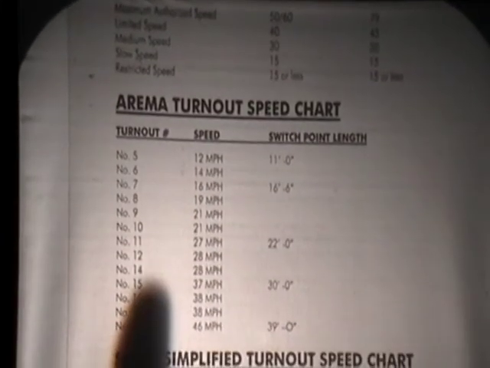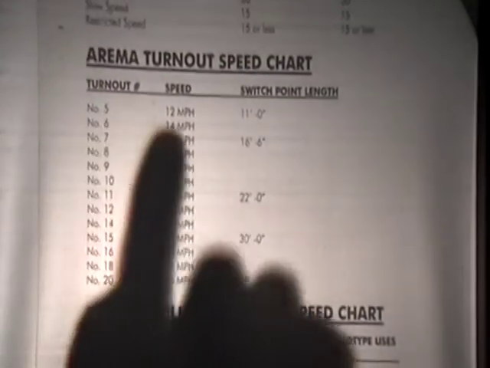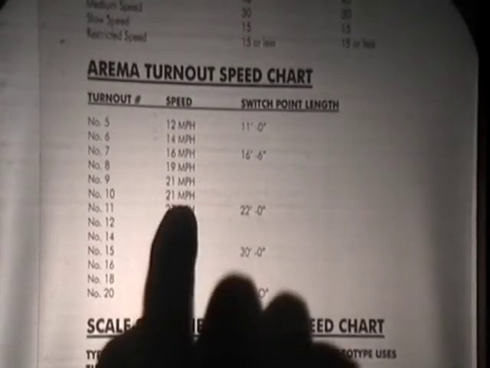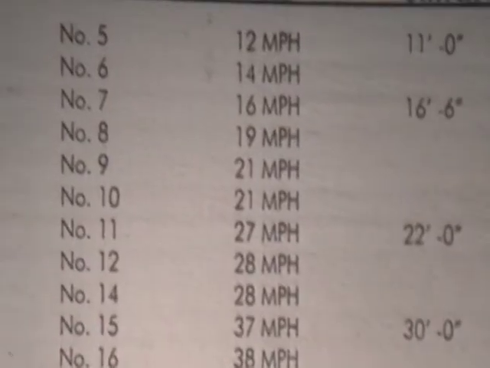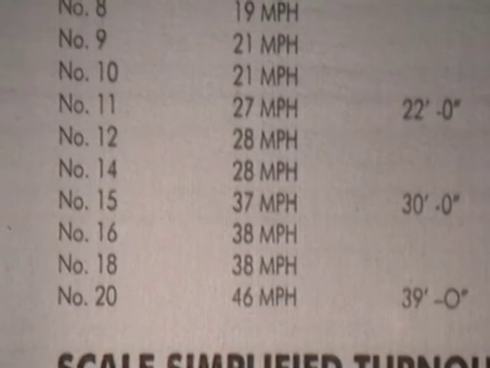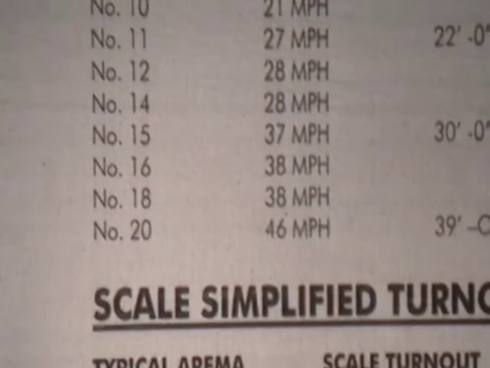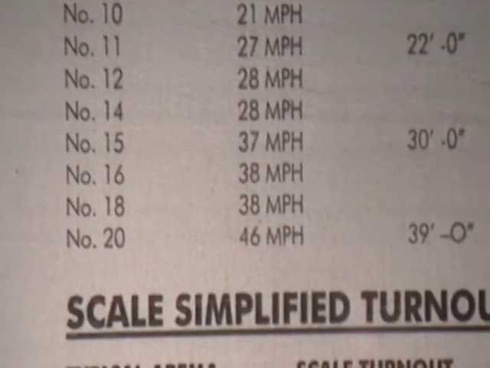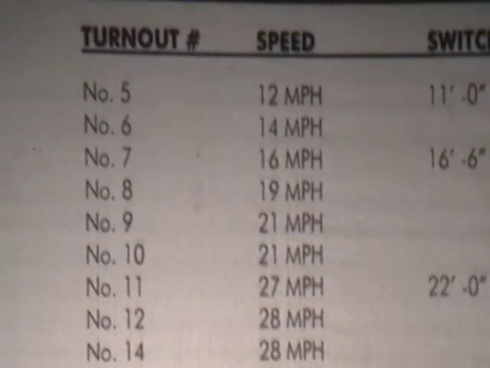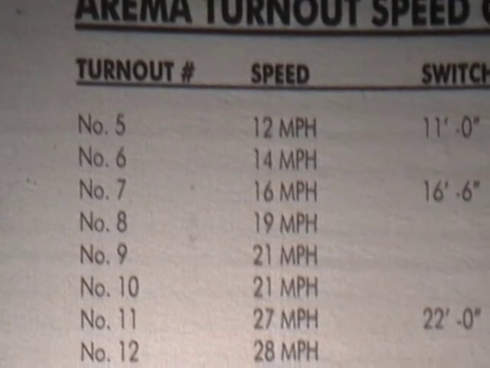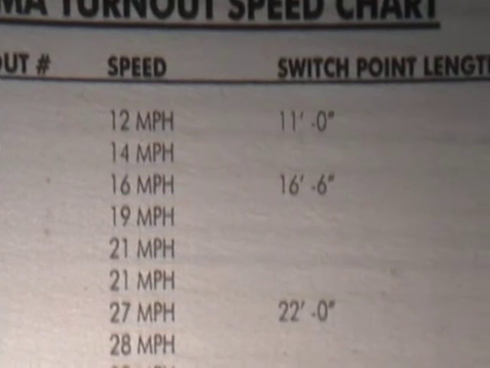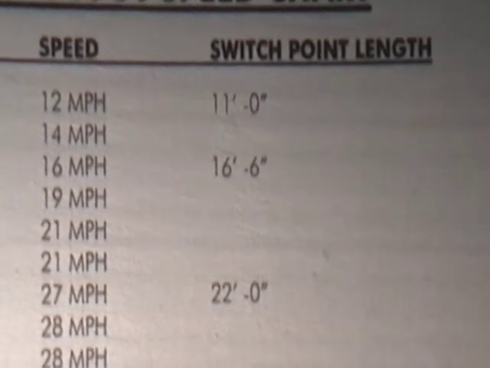Now these are AREMA standards. In a number 5 switch, the train can go through at 12 miles an hour. In a number 10 switch, it can travel through at 21 miles an hour. You get up to a number 16 switch, it can travel through at 38 miles an hour. So as the switch becomes bigger and bigger, the train can pass through that switch at a faster speed. Now, this is why we need double-headed signals at switches, so we can regulate the speed of the train passing through that switch.